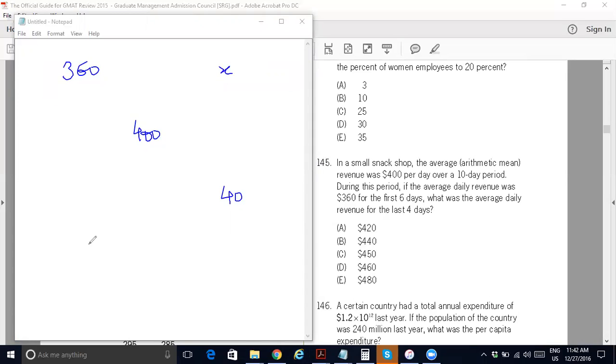Now we are given that this number 360 is for 6 days and this number is for 4 days. If 4 represents 40, then what will 6 represent? 60. Correct. Now, what higher value should we take for x such that when you subtract 400 we get 60? So it should be 460.